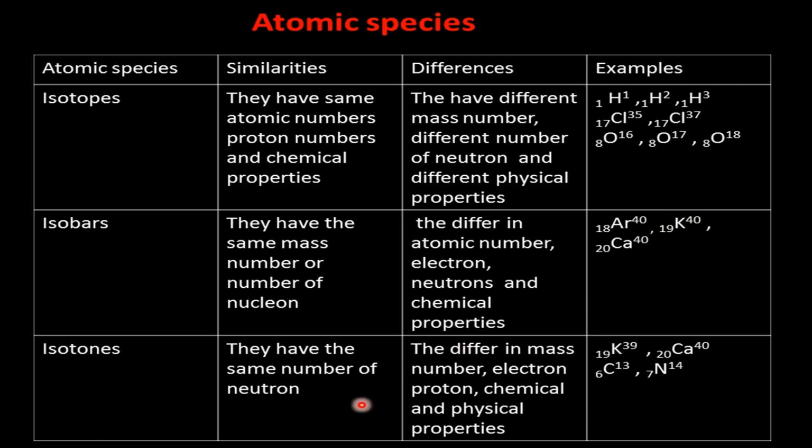The third species we have here is the isotones. They have the same number of neutrons, but they differ in the mass number, electron number, proton number, chemical and physical property. Example is potassium and calcium. They have the same neutron. If you check the difference between 39 and 19, 40 and 20, it's the same thing. That means they have the same neutron. Second one is calcium and nitrogen. They also have the same neutron.